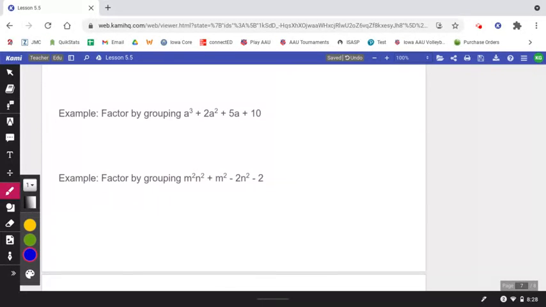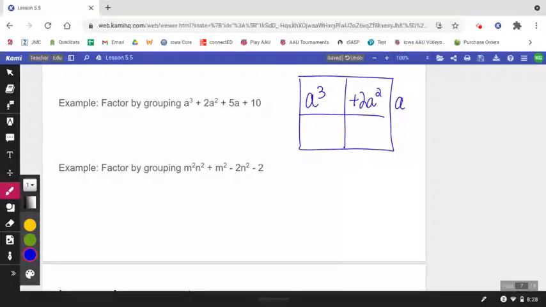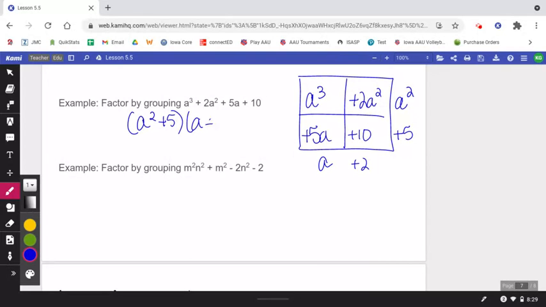And let's do one more here. A to the third plus 2a squared, have in common a squared. 5a plus 10 is 5. This will give me a plus 2. A squared plus 5, a plus 2. And you can do a quick check in your head if you want. That would give me the a cubed, that would give me the 2a squared, that would give me the 5a, and that would give me the 10.